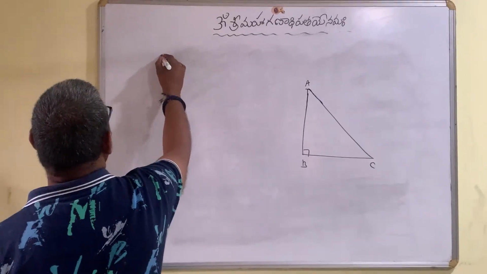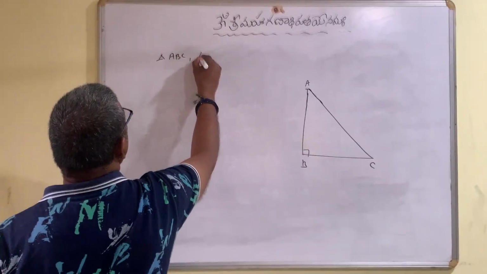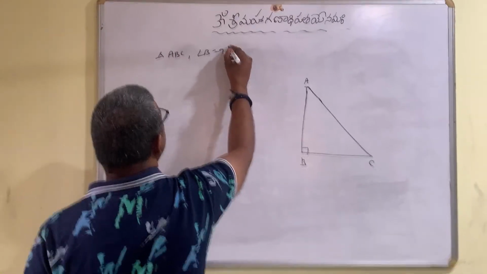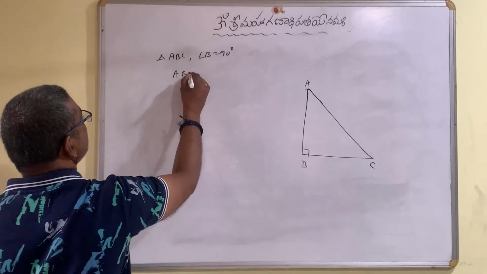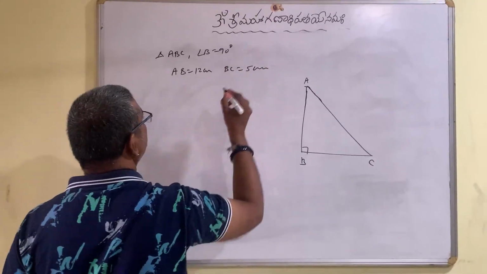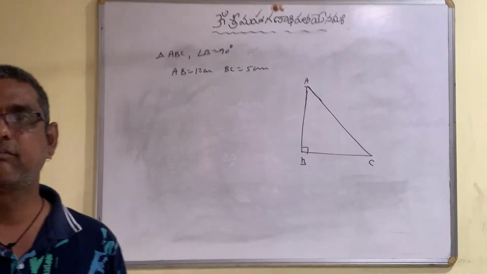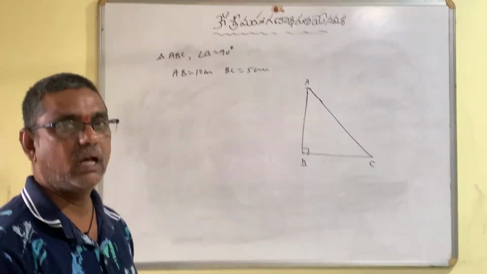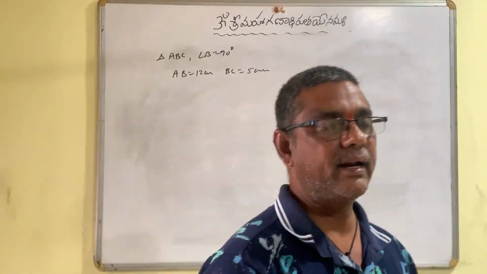Suppose there is a right triangle ABC, right angle at B. AB is equal to 12 centimeters, BC is equal to 5 centimeters. Find the third side and also write all the trigonometric ratios.